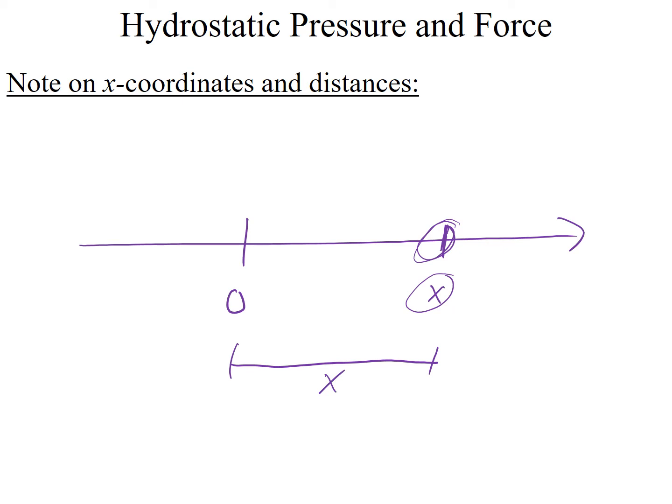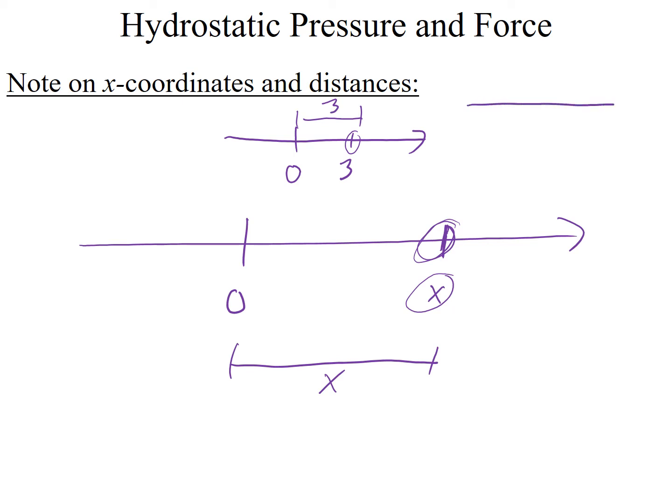So x coordinates and distances are not always the same, but if the x coordinate is positive, then the distance from the origin to the point is also that x. Okay, so just a quick example here. If I have the origin here and this is the number 3, so 3 is the number here, but 3 is also the distance here.